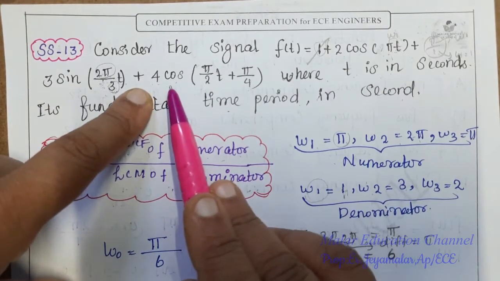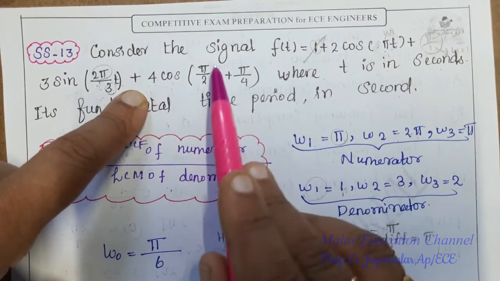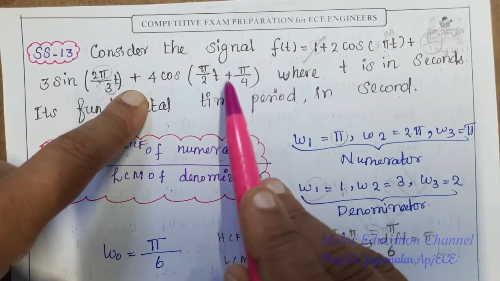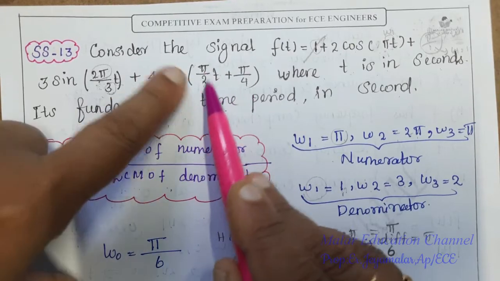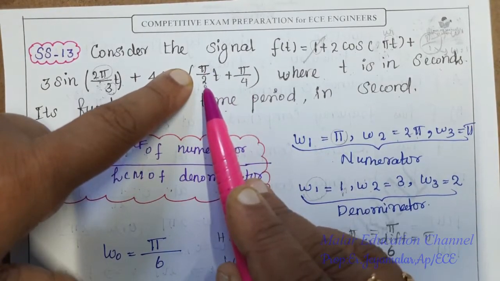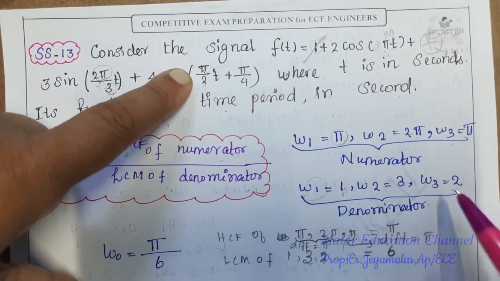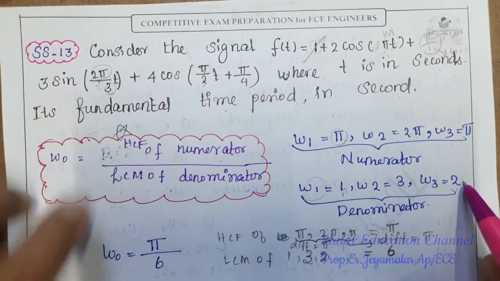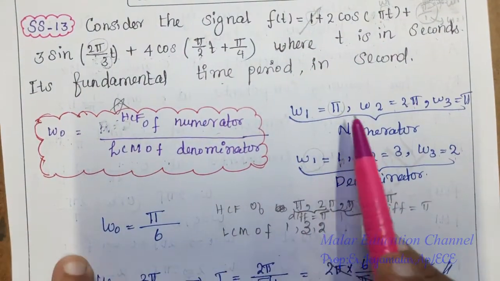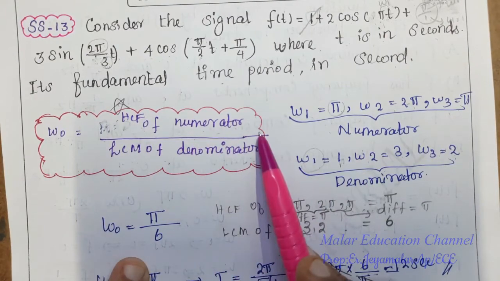Similarly, here the third term is 4 cos(pi by 2 t plus pi by 4). The nearest value of t is pi by 2. Here pi is the numerator term, 2 is the denominator term. Omega 3 equal to pi by 2. Substitute into the formula. That is the LCF of the numerators, isn't it?